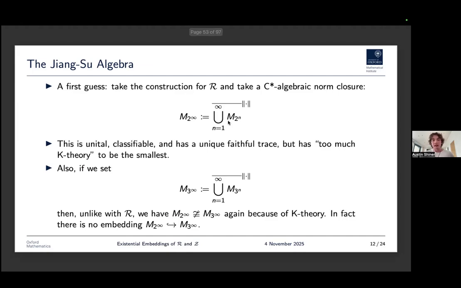One more reason that we might think this is a wrong guess is that, for R, it didn't matter what number we picked here. We could have done the same thing with M3 instead. And if we define this algebra M3 infinity to be this inductive limit of these M3 to the n's, unlike R, they're not isomorphic. The reason again being these have too much K-theory. And in fact, we can say more than just that they're not isomorphic. There's a K-theoretic obstruction showing that there can be no embedding of M2 infinity inside of M3 infinity. So M2 infinity is not the smallest.